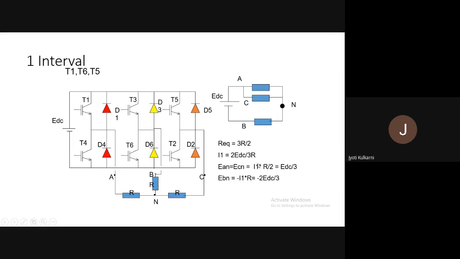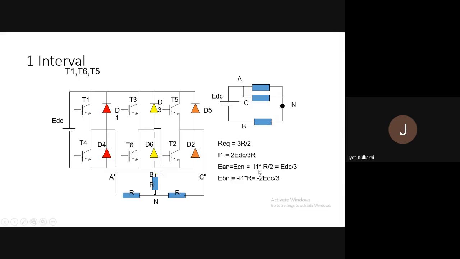Okay. As this current is flowing through the battery, what will be the voltage EAN and ECN? They are in parallel. If they are in parallel, they will have the same voltage. So their voltages are equal. Why are the voltages equal? Because the resistances are in parallel. If the resistances are in parallel, they have the same voltages.